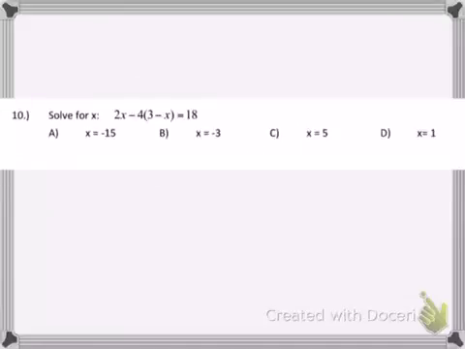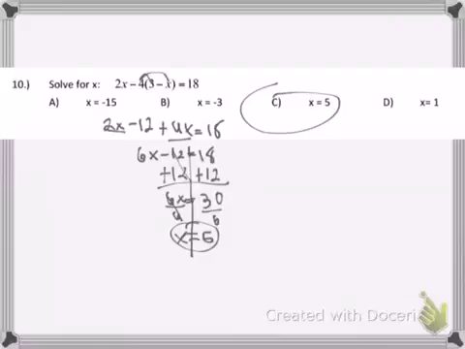Solve for x: 2x minus 4 times (3 minus x) equals 18. First step, distribute the -4. I combine my x's here. I get 6x minus 12 equals 18. I add 12 and I get 30 divided by 6. And I get 5.